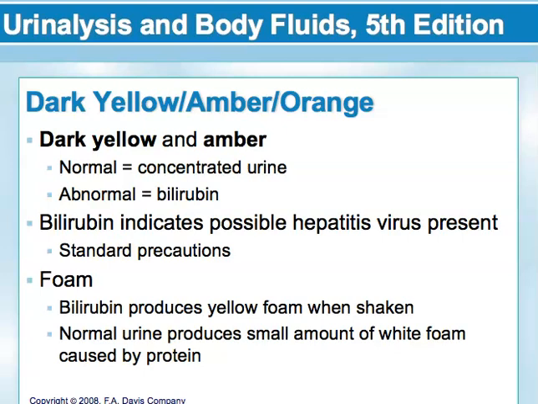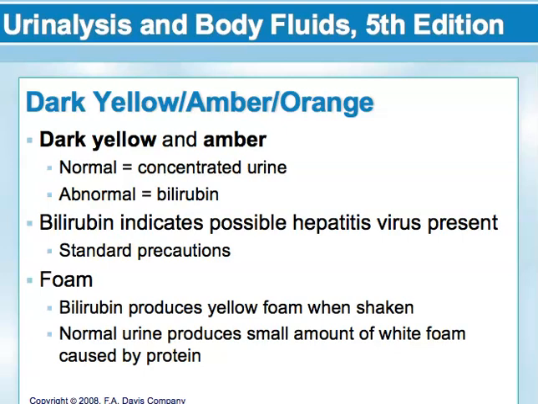So with your dark yellow, amber, or orange urines, most times this is probably going to be normal, but it can also signify the presence of the abnormal pigment bilirubin, which will be detected during the chemical examination, but its presence can be suspected if a yellow foam appears when the specimen is shaken. A large amount of white foam when shaken indicates the presence of protein in a sample. A urine that contains bilirubin may also contain hepatitis, so we want to make sure that we're practicing our safe laboratory procedures, standard precautions.